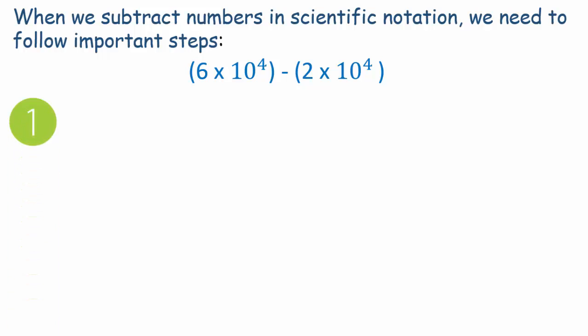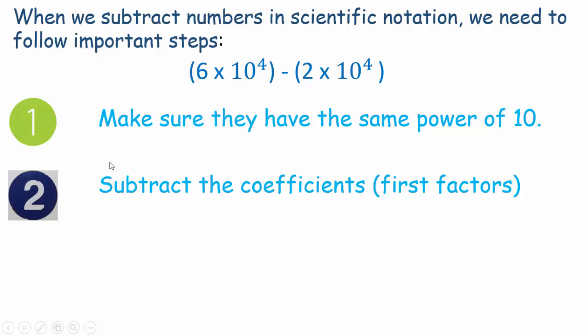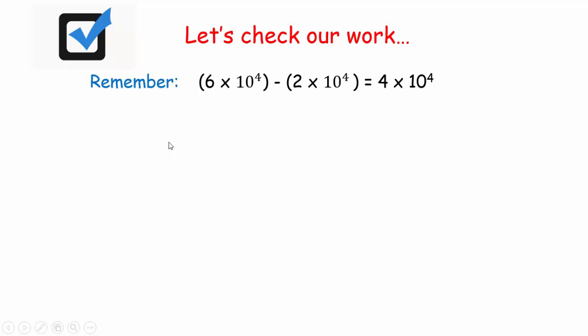When we subtract numbers in scientific notation, we first have to make sure that the power of 10 is the same for both, so that you have the same exponent on the tens. And you'll notice in this example, the exponent on the tens is 4 for each of these. At that point, you simply subtract the coefficients or the first factors, and you just write your answer with that same power of 10. So 6 minus 2 is 4. We have 10 to the fourth power, so it stays times 10 to the fourth power.